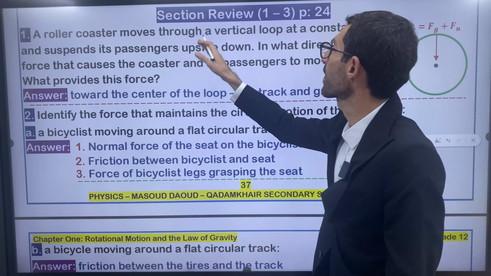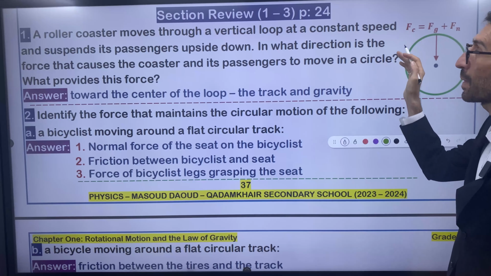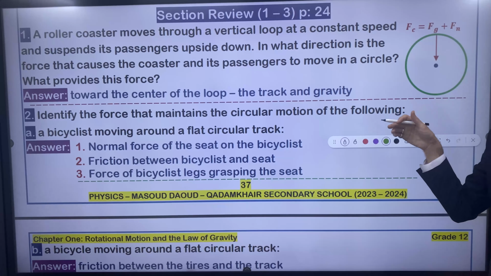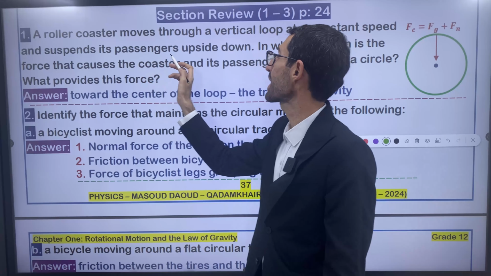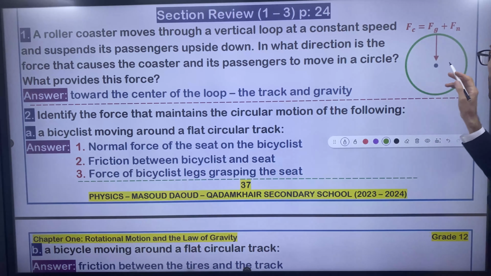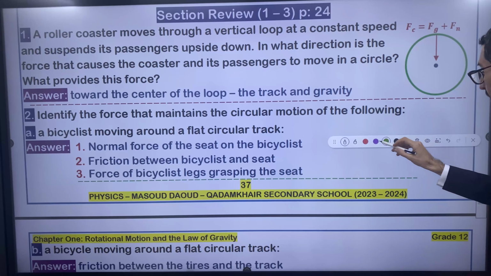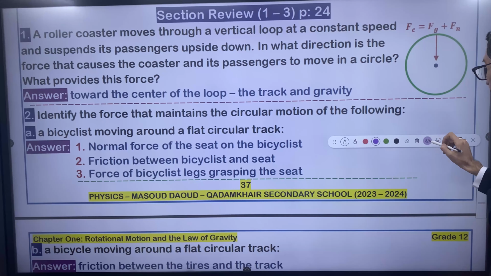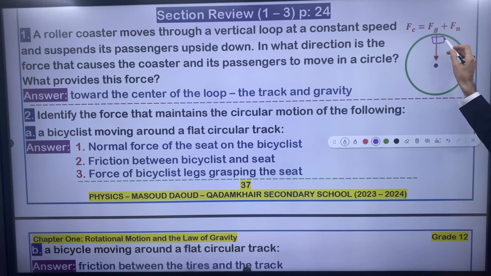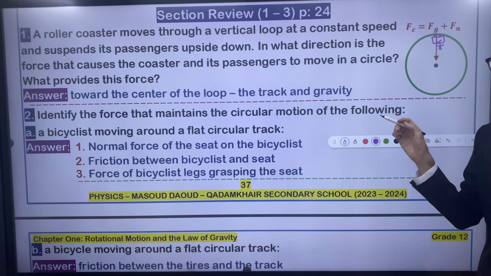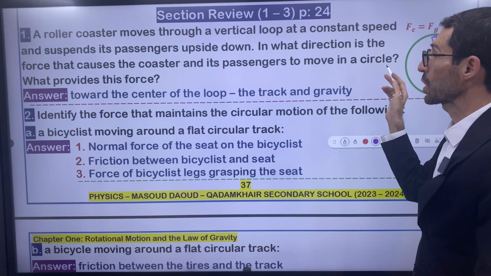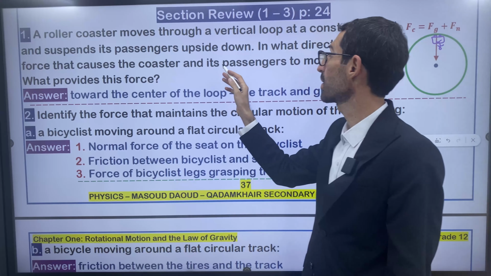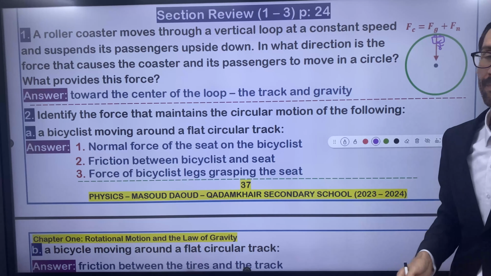A roller coaster moves through a vertical loop at a constant speed. There's a roller coaster. Let's say I drew a part of a roller coaster, and it suspends its passengers upside down. So there's a wagon or a car. The car becomes upside down here, right? The car becomes upside down, and there are people here, and they turned upside down. In what direction is the force that causes the coaster and its passengers to move in a circle?